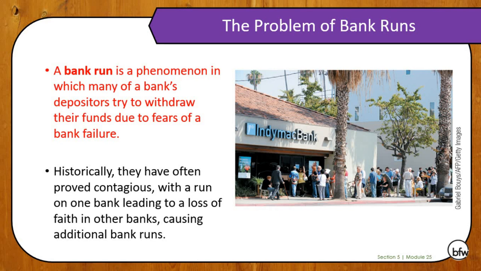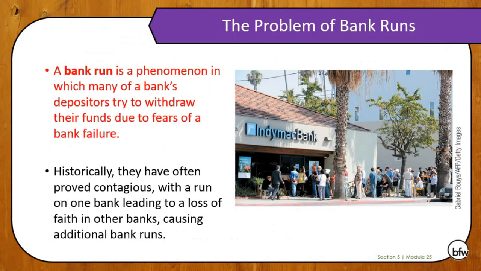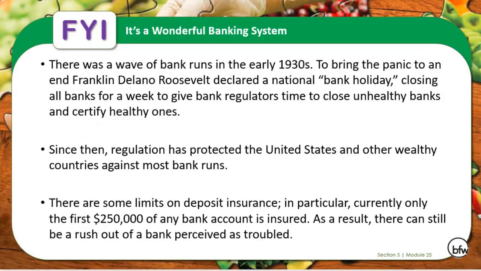A bank run: historically these have often proved contagious, with a run on one bank leading to a loss of faith in other banks, causing them to fail too. There was a wave of bank runs in the early 1930s. To bring the panic to an end, FDR declared a national bank holiday, closing all banks for a week and giving bank regulators time to close and help the banks. Since then, regulation has protected the United States from most bank runs.